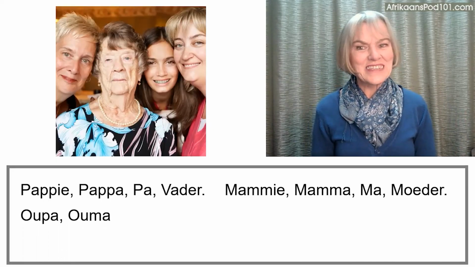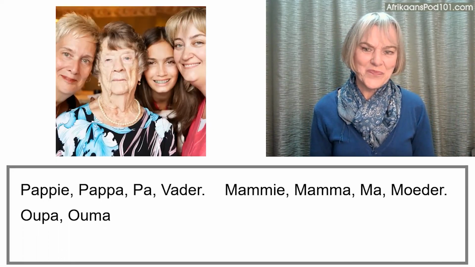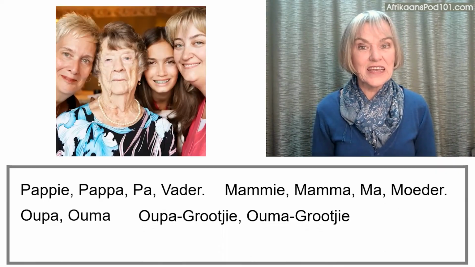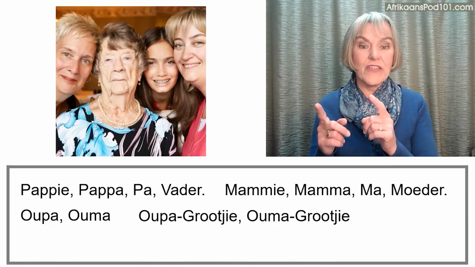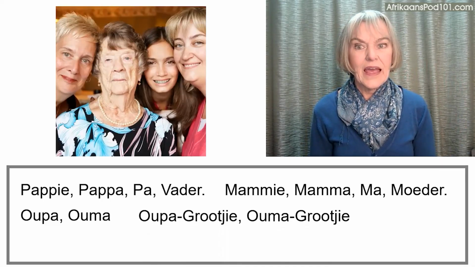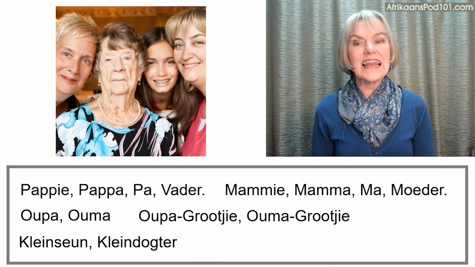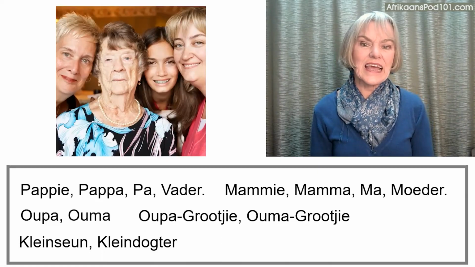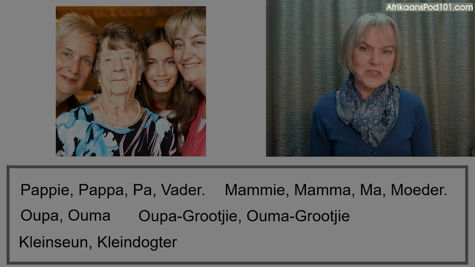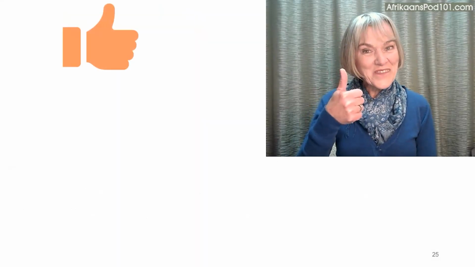Oupa en oma means grandpa and grandmom. Oupa grootjie, oma grootjie, that's great-grandfather and great-grandmother. And grandchildren, kleinseun en kleindogter. Grandson, granddaughter.